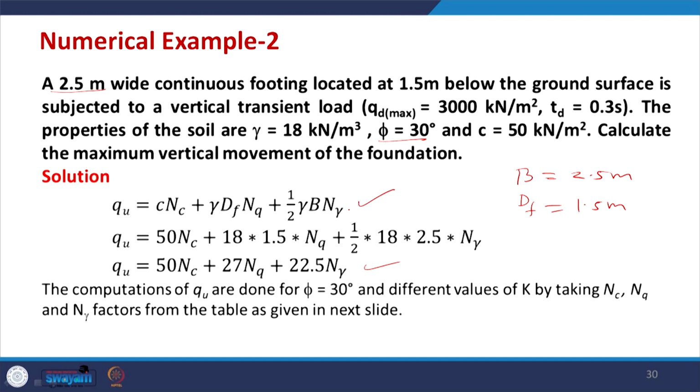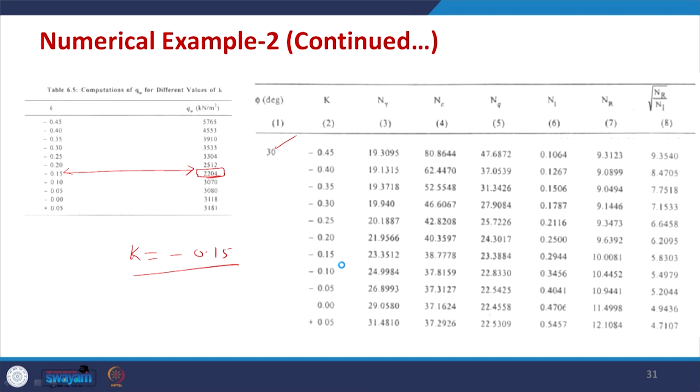So, all the parameters which are given here, c, phi, and then you have this gamma, we set up this equation which is given here: 50 Nc plus 27 Nq plus 22.5 N gamma. Here the Nc, Nq, N gamma need to be found out, which has been given by this researcher, that is Wallace. So, this is given in this case.